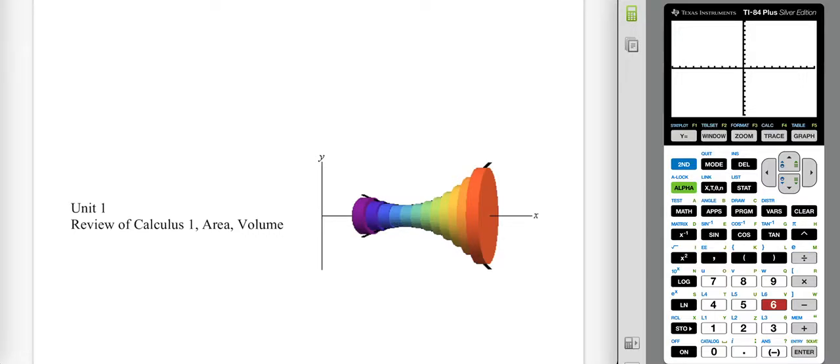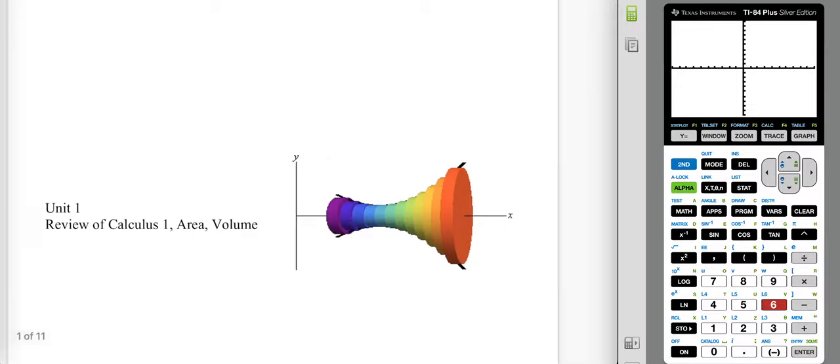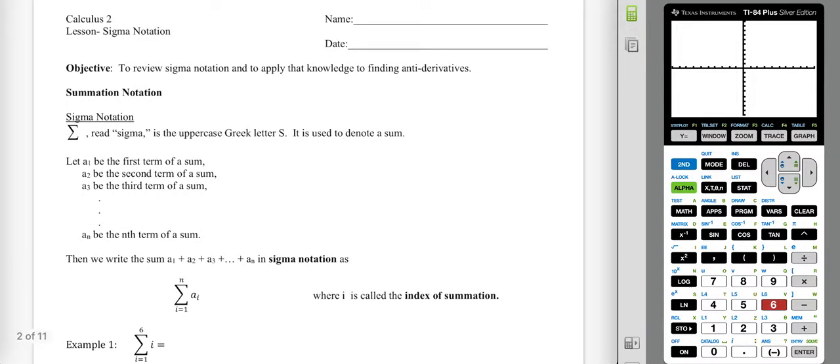So looking at Unit 1, review of Calc 1, area and volume. We're going to start off with a discussion involving sigma notation. This is stuff that you should have seen before, but I take no chances.